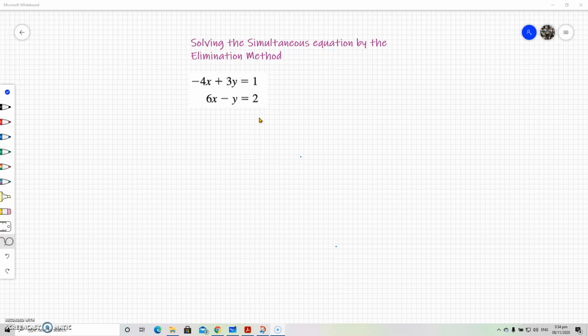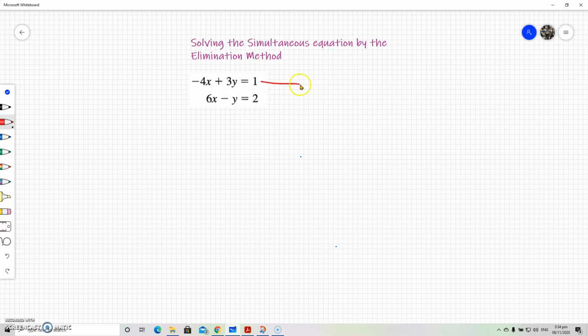Alright, again, we have a pair of linear equations. We have minus 4x plus 3y is equal to 1, and 6x minus y is equal to 2. The highest powers of x and y are 1, hence linear. First things first, we're going to label the equations, and let's take it from here.